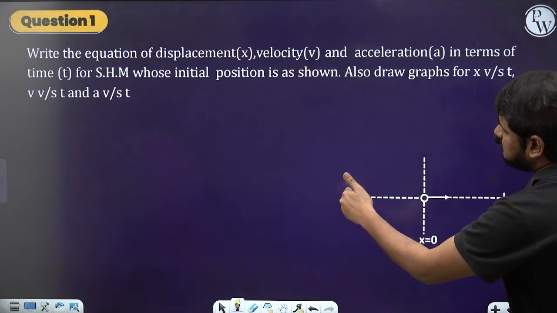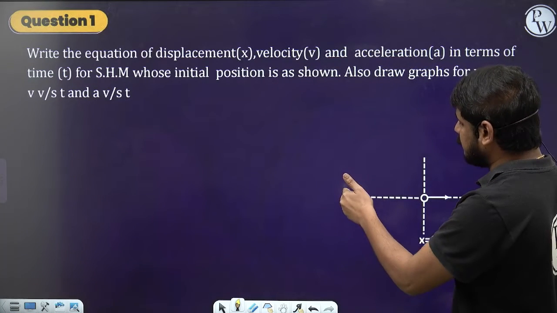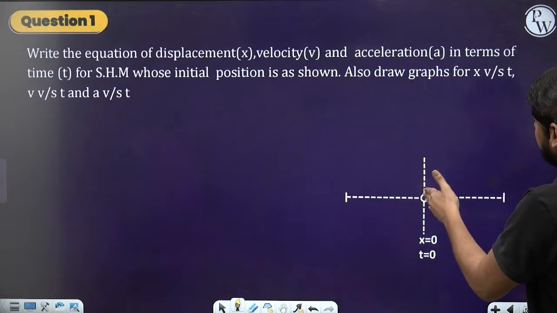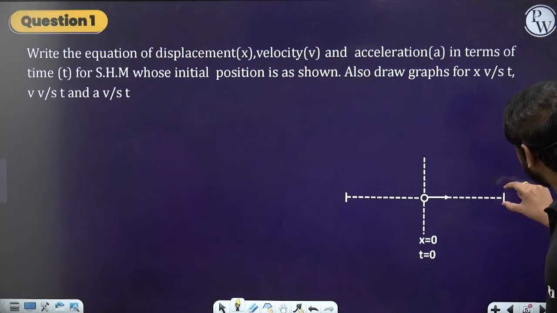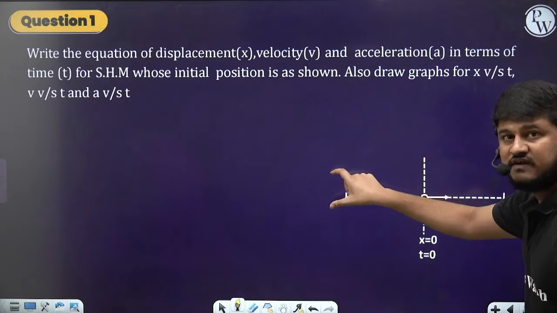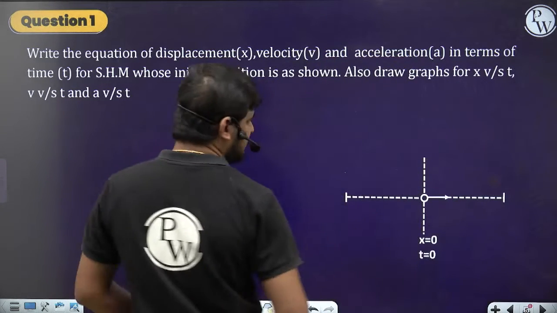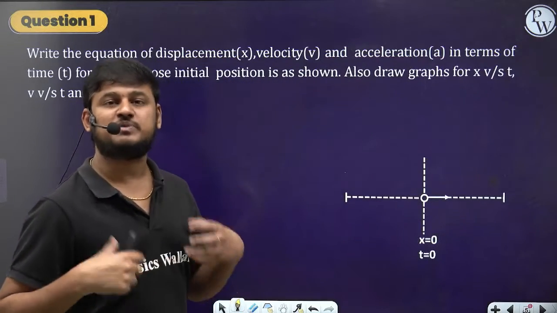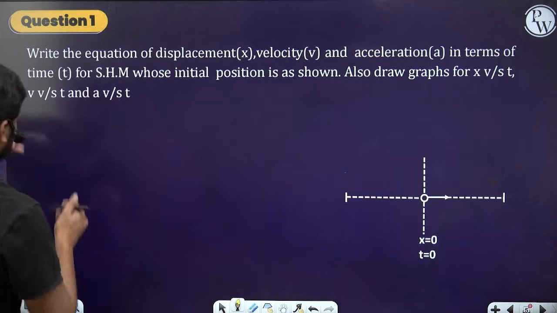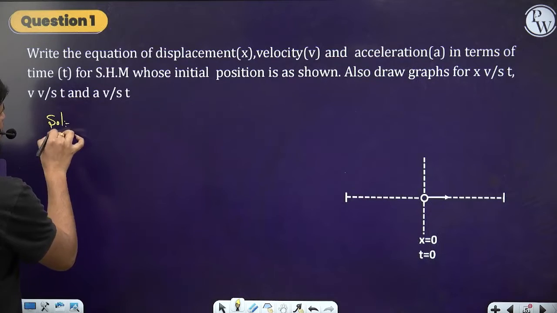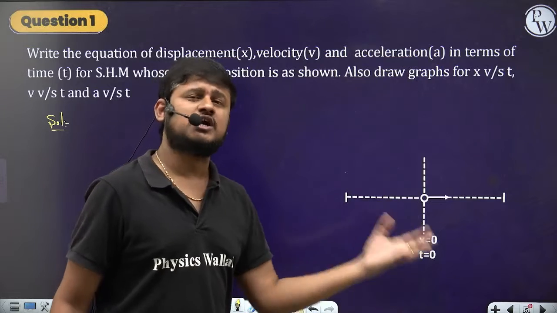Or else the particle can begin its simple harmonic motion from the left extreme position, moving to mean, then the right extreme, again mean, and again left extreme. It's also S.H.M. Or the particle can start from the right extreme to the mean, mean to the left extreme, left extreme to mean, mean to the right extreme. That's also S.H.M. For these four different cases, we are going to obtain four different equations of the S.H.M. Just follow carefully. The derivation part you need not worry about, but the equations that I am going to get, you have to remember.